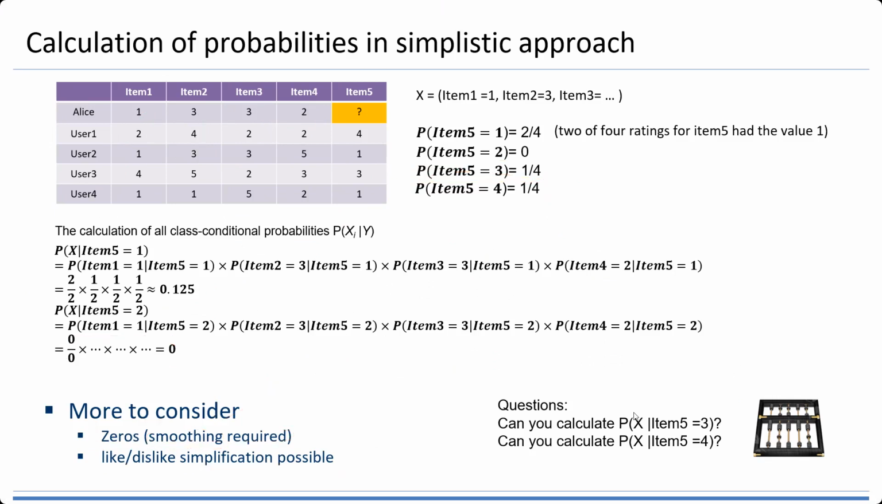So this is just an example. Oh, this is already, I discussed it with you. The probability of x given item 5 equals 3. Okay, the probability of x given the item 5 equals 3. And the probability of x given the item 5 equals 4. Okay. So you can take a look at this one, and you can take a look at this one.